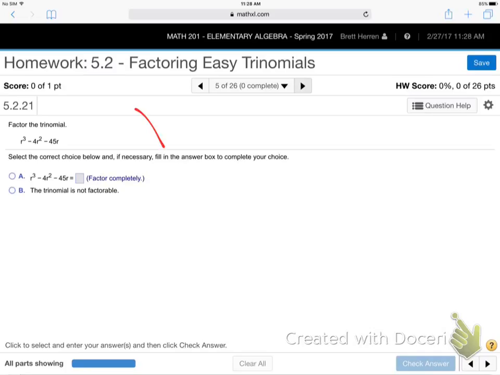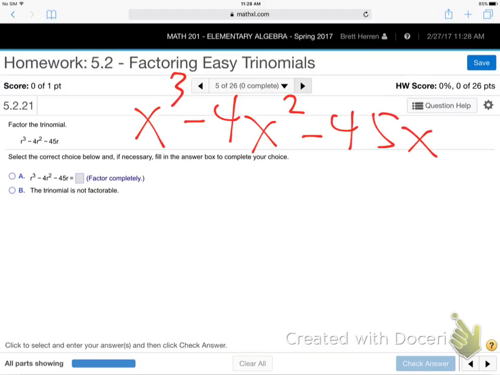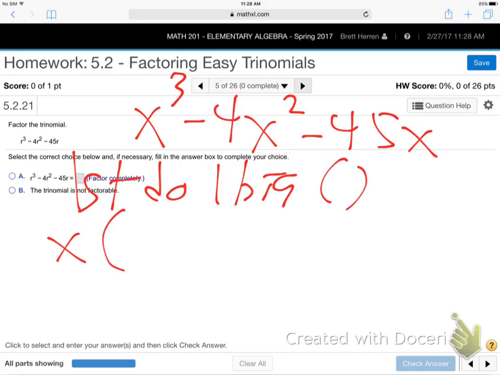All right. So I'm going to make those x's: x cubed minus 4x squared minus 45x. Now, before you dive into the two parentheses, notice there's something in common to all three terms. X's. First, do the one big parenthesis. So first you take out the x. I'm doing x because they all have one this time.